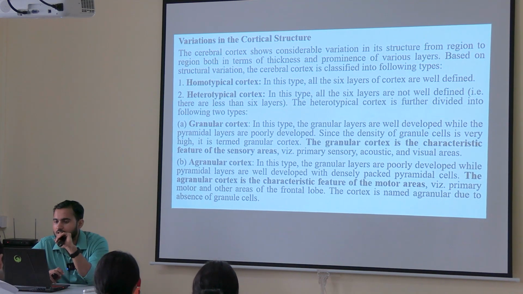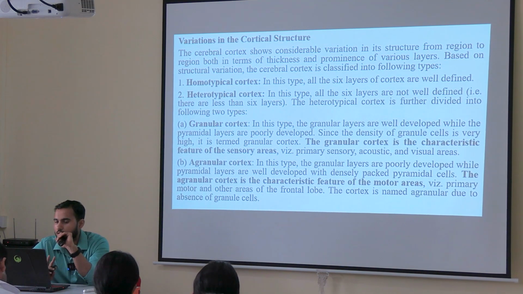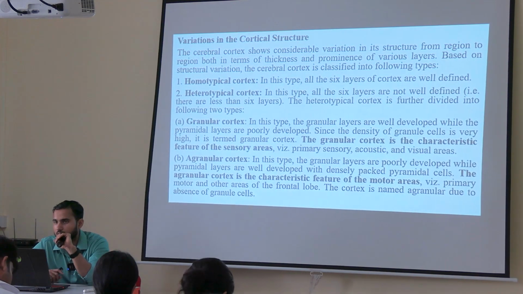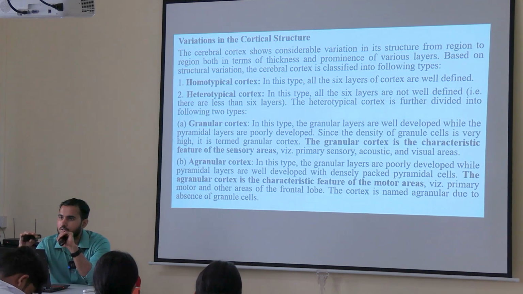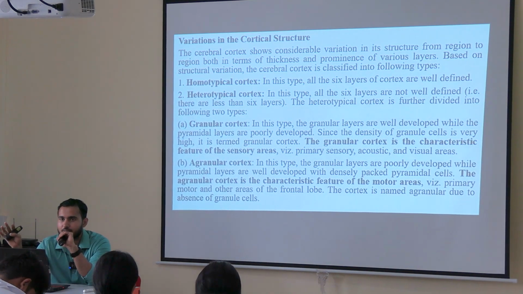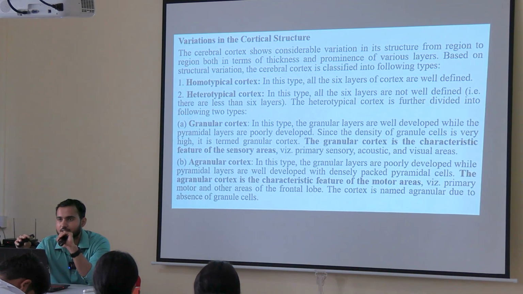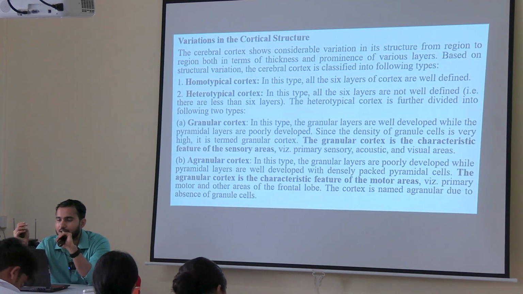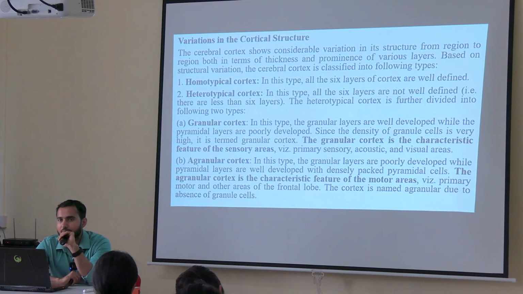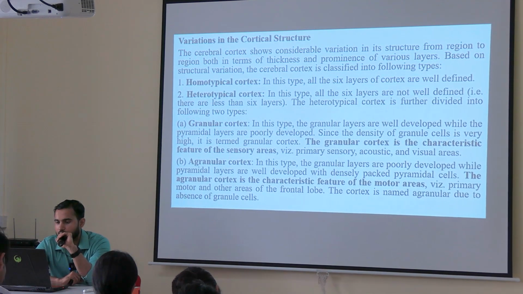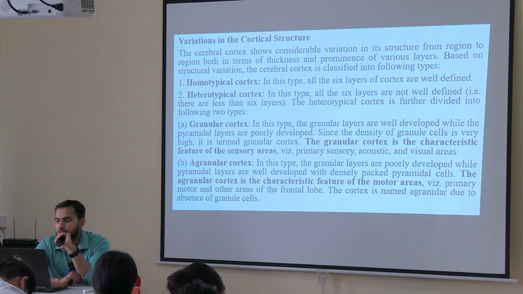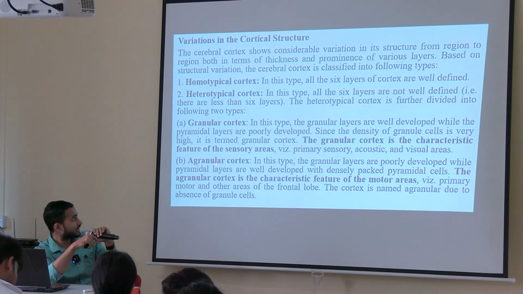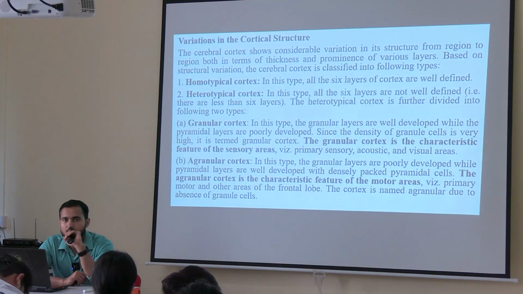Based on the structural variation, it is of two types: homotypical cortex and heterotypical cortex. Homotypical means those 6 layers are the same, all the types of cells are the same. But heterotypical means the 6 layers are not well maintained or not well defined. Heterotypical is further divided into two types, the granular cortex and agranular cortex.